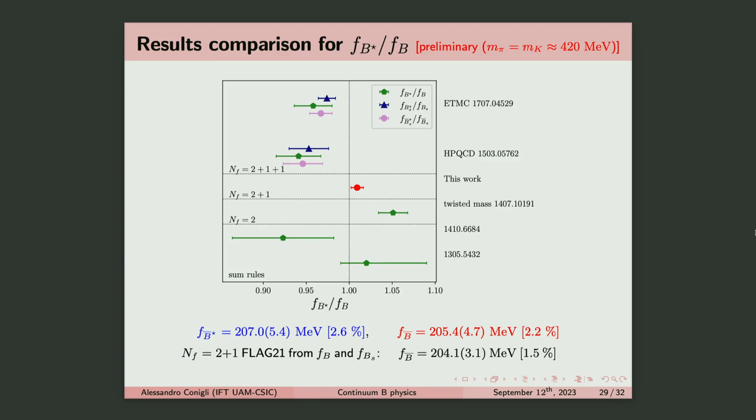Here at the bottom, you can also see our final results for FB star in MeV and for FB, again the flavor average combination, where we reach around a 2.5% accuracy. And this one here in black is the result taken from the 2+1 FLAG 21 average. And as you can see, we nicely agree within error with the FLAG determination.